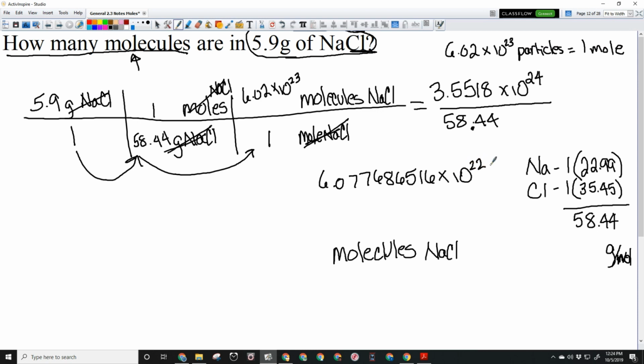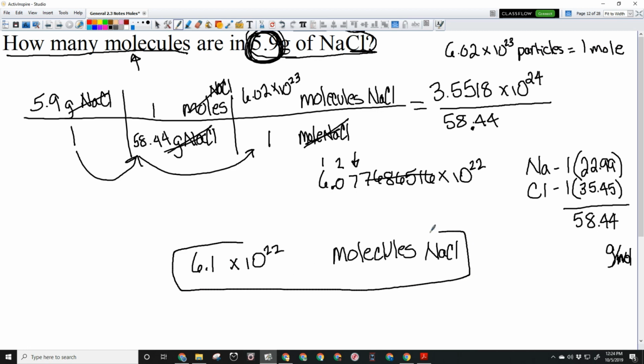All right, so we need to count our sig figs. How many sig figs do we need? We have 2 sig figs in our given data, so this can only be 2 sig figs. 1, 2. So we look at the 7 for rounding purposes. All of this doesn't matter. 7 does round the 0 to a 1. So this is going to be 6.1 times 10 to the 22nd molecules for our answer.